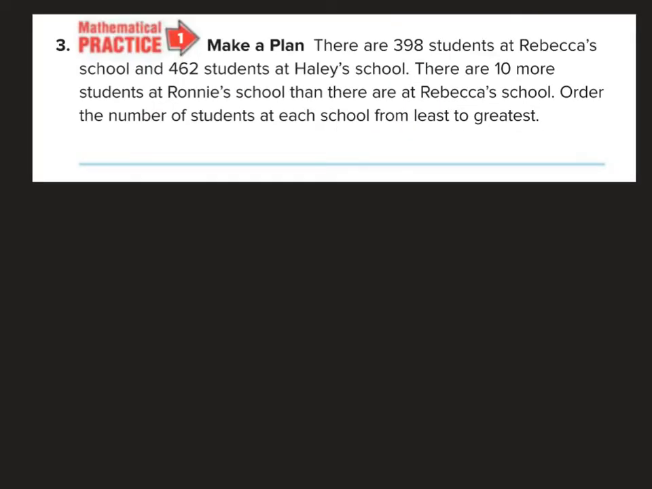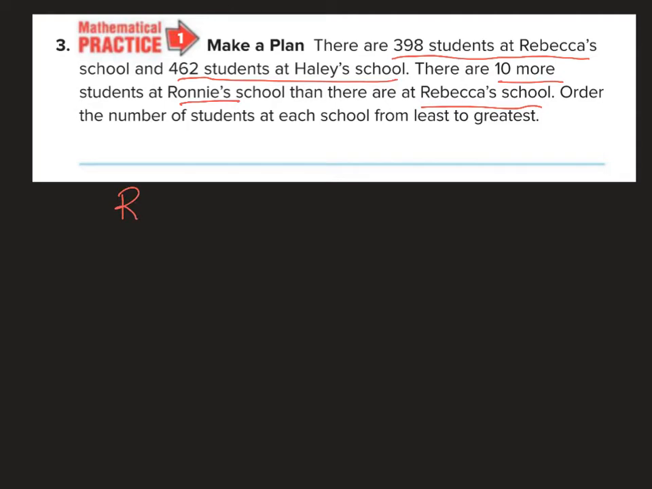Make a plan. There are 398 students at Rebecca's school, 462 students at Haley's school. Okay, there are 10 more students at Ronnie's school than there are at Rebecca's school. Order the number of students at each school from least to greatest. So let's figure this out first.